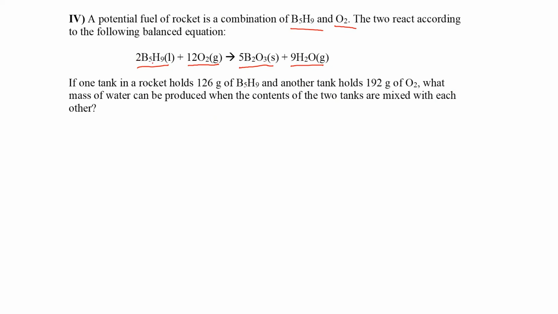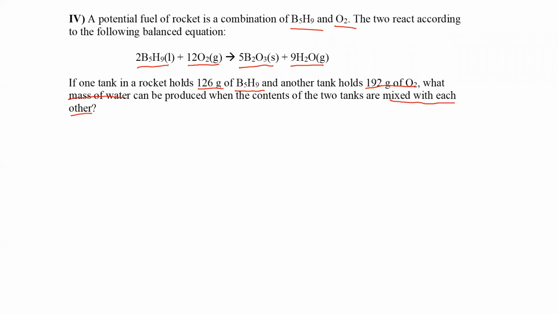We have 2 times 5, 10, 5 to 10. We have 9 times 2, so 18 hydrogen. Oxygen, we have 24. So we have 5 times 3, 15 plus 9. So it's really well balanced. If one tank in a rocket holds 126 grams of pentaborane and another tank holds 192 grams of oxygen, what mass of water can be produced when the contents of the 2 tanks are mixed with each other?